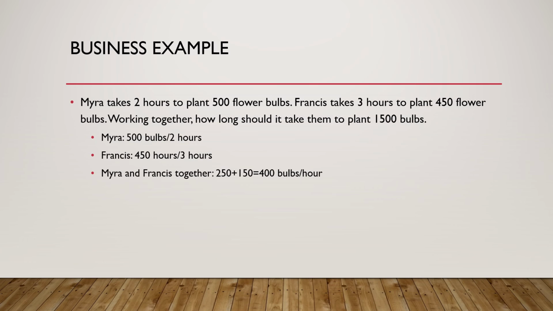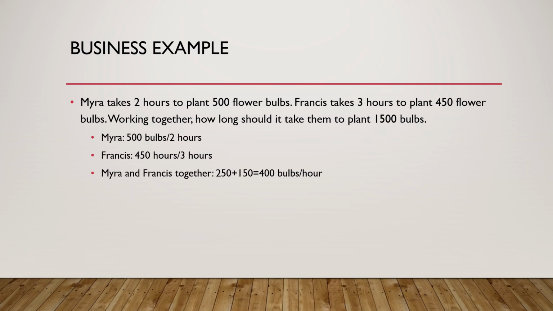Here's an example of how rational functions are used in the business world. Myra takes 2 hours to plant 500 flower bulbs. Francis takes 3 hours to plant 450 flower bulbs. Working together, how long should it take them to plant 1,500 bulbs?